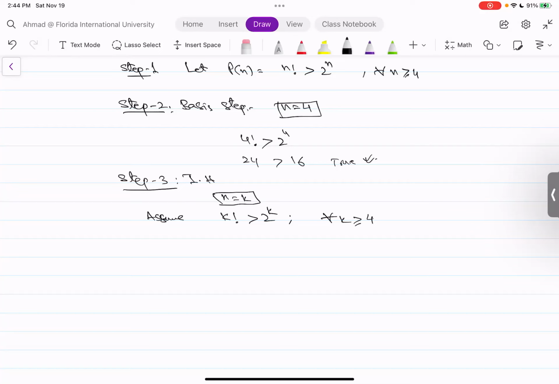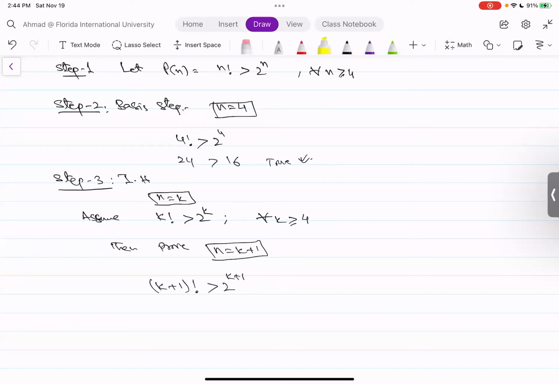So for any arbitrary value k, this is true. If I can do that, then we need to prove that this is true for k plus 1. That means I have to prove it for n equal to k plus 1, which means (k plus 1) factorial is going to be greater than 2 to the power of k plus 1. That's what it means. So now we need to prove this one. If this is true, then only can we say that the whole claim is true.